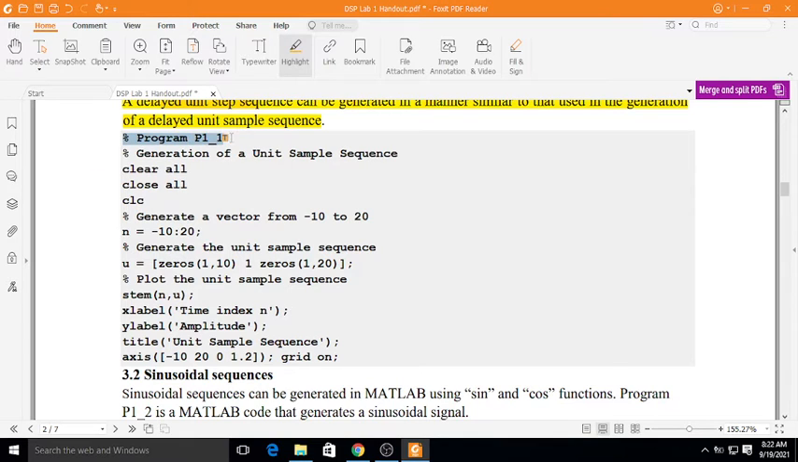Program P1_1: generation of a unit sample sequence. Clear all, close all, clc. Generate a vector from -10 to 20: n = -10:20. Generate the unit sample sequence: u = [zeros(1,10) 1 zeros(1,20)]. Plot the unit sample sequence: stem(n,u), xlabel time index, ylabel amplitude, title unit sample sequence, axis([-10 20 0 1.2]), grid on.